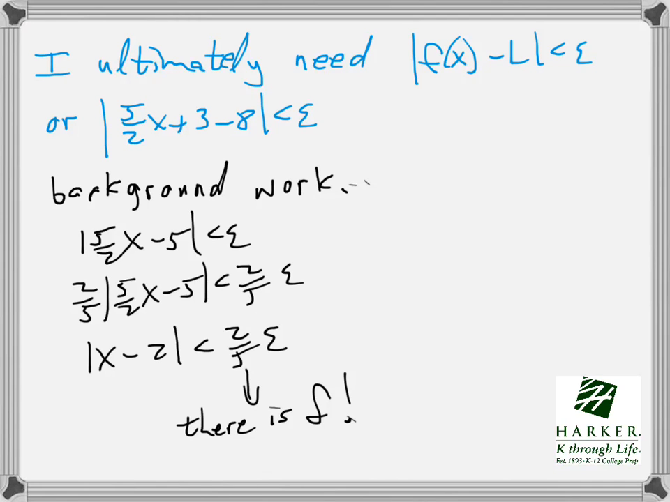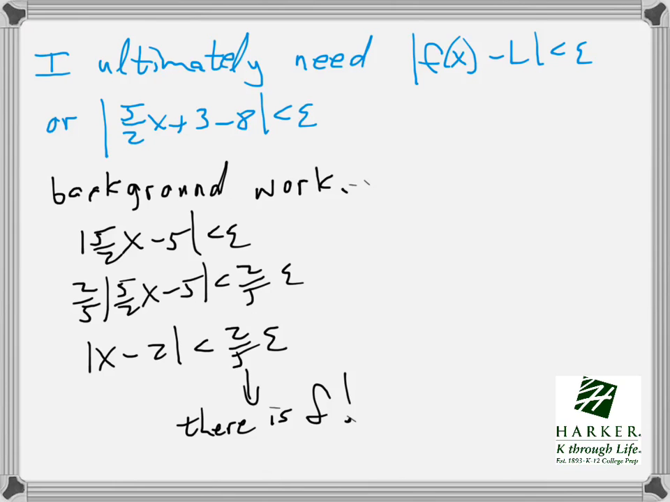Okay, this is called background work. So I need the absolute value of 5/2 x minus 5 to be less than epsilon. That's what I need. I'm going to factor out a 5/2, or multiply through by 2/5, however you want to look at it. So I multiply both sides by 2/5, and I get the absolute value of x minus 2 is... oh, that's interesting, because remember x was approaching 2, I believe. So that looks like what my delta is going to be.